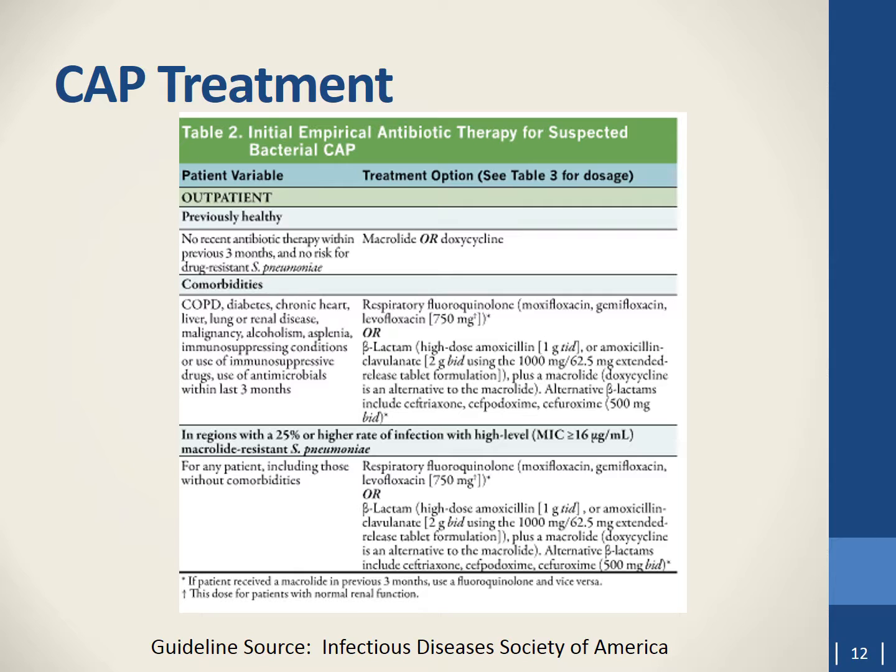You can see the little star on the bottom that if a patient's received a macrolide in the previous 3 months, then we would go right away to a fluoroquinolone. And if they'd received a fluoroquinolone in the past 3 months, then your first line would be the macrolide. So I think that's, again, emphasizing the importance from an antimicrobial stewardship standpoint of taking a really good antibiotic history in your patient to help make the decision on what to treat them with this time.